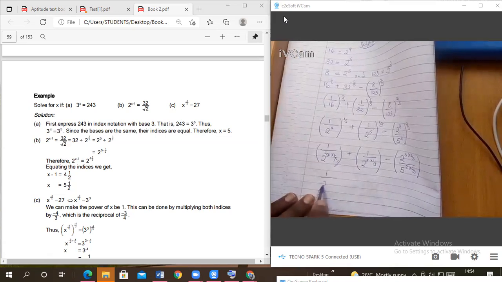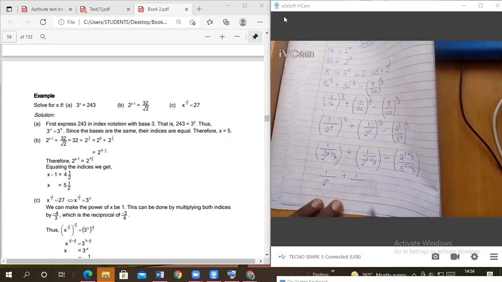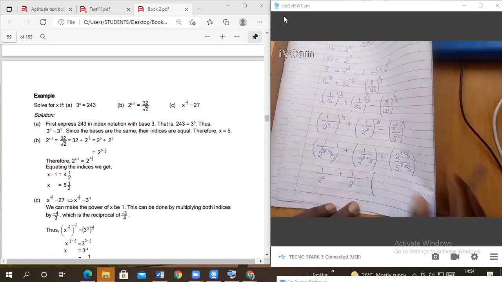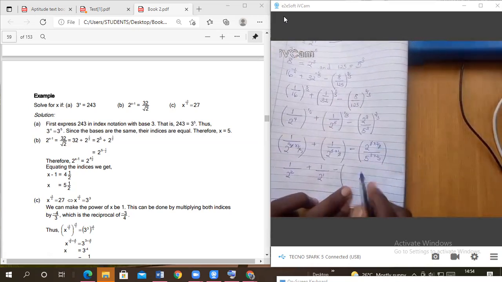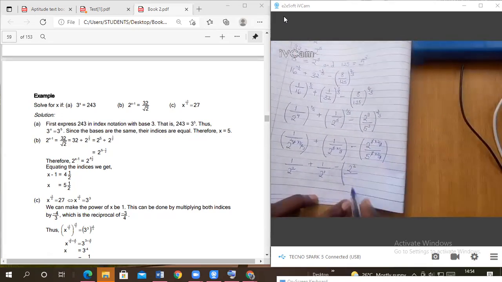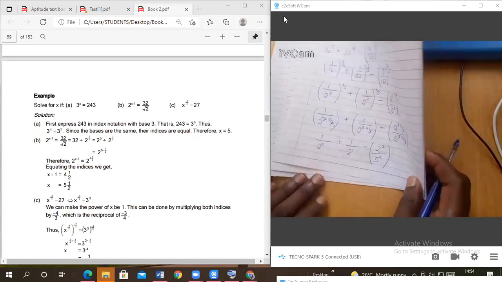So we get 2 to the power 4 times a half, which is 2 to the power 3... plus 1 out of this 5 will go out with that 5, remain with 2 to the power 1, right? Minus, you will see that this 3 will move away with this 3, then we remain with 2 to the power 2. This 3 will also go out with that 3, then we remain with 5 to the power 2. Okay?